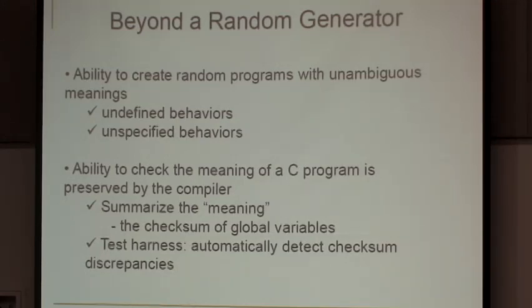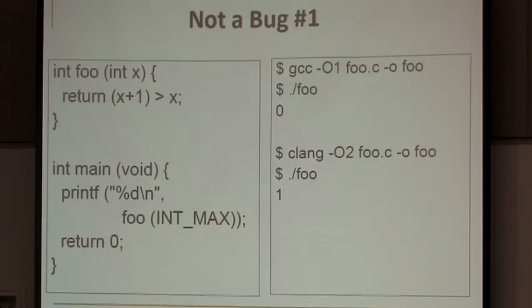Let's take a look at some examples where a program could have ambiguous meanings. In this example, you have a program that, when compiled by GCC, dumps 0. When compiled by Clang, it dumps 1. Does this mean there is a bug in one of the compilers? No, because what we are doing in the program is adding 1 to INT_MAX, which is undefined by the C standard. So both of the compilers are correct.